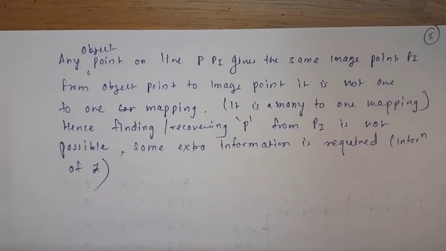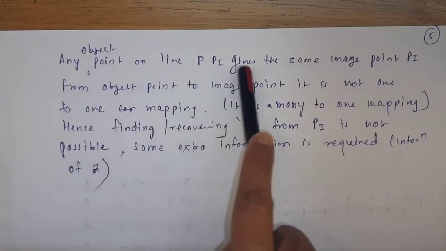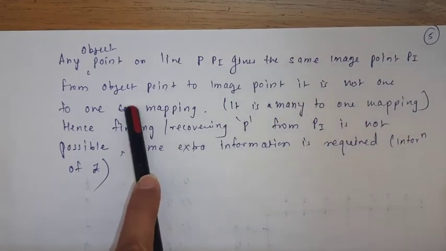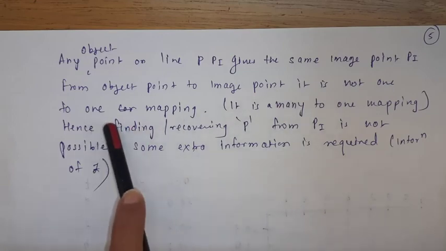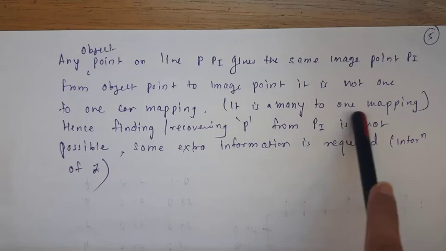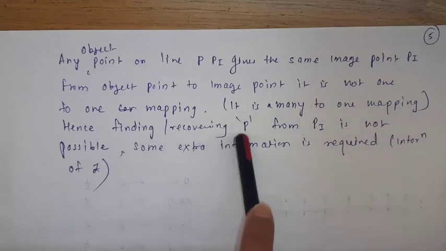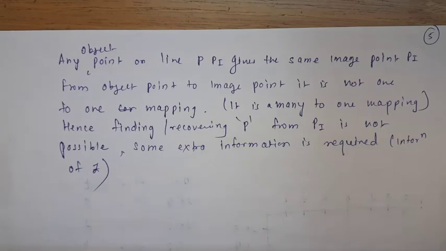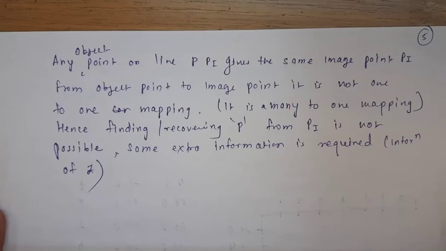What is written here is: an object point on the line PPi gives the same image point Pi. From object point to image point, it is not a 1:1 mapping. It is a many to one mapping. Hence recovering P from Pi is not possible. Some extra information is required, that is the information of Z. Then only can you find the object point from the image point.